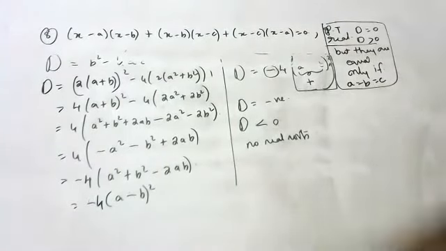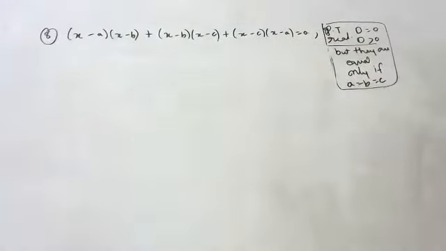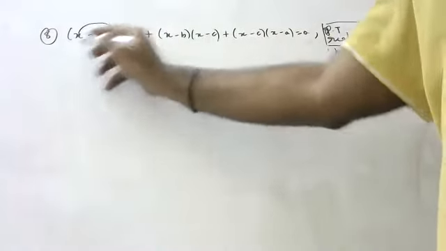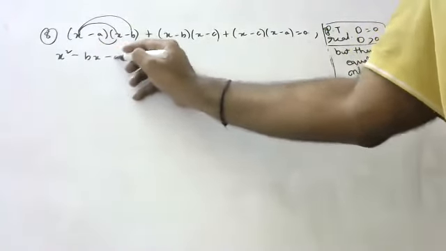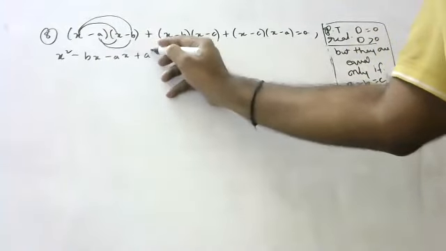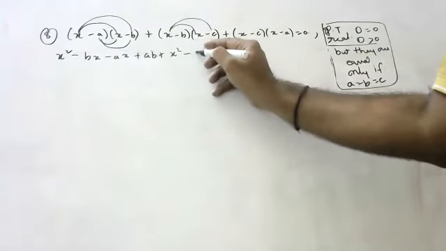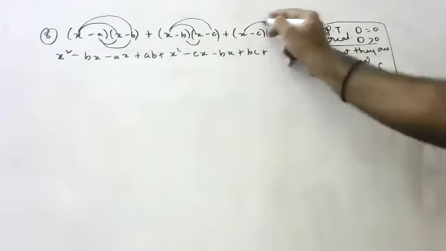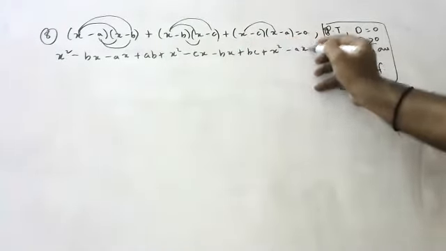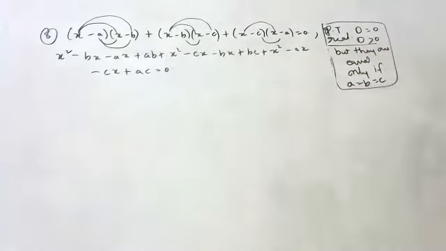First, let's find the discriminant. To find the discriminant, we don't have x², we don't have b, anything. First, you have to simplify it. Let's simplify this, children, because nothing we have. So x into x is x², x into minus b is minus bx, minus ax plus ab. Again, x² minus xc minus bx plus bc, plus x² minus ax minus cx plus ca is equal to 0.